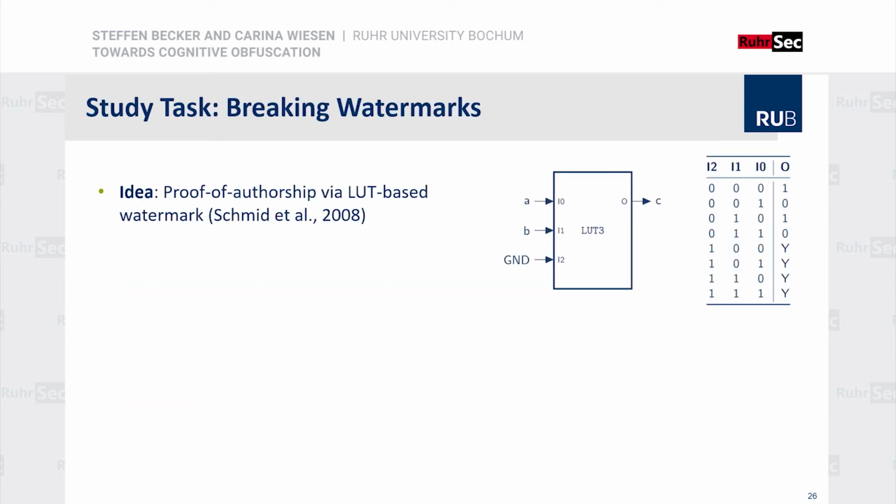The idea of a hardware watermark is to hide unique information in the netlist which is not related to its functionality and can easily be read out by the intellectual property owner. With this method, IP owners can lead the proof of authorship when the netlist was cloned for plagiarism. The watermarking scheme used in the study task hides signature bits in unused parts of lookup tables.